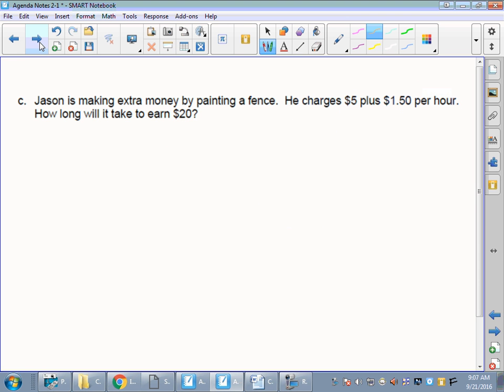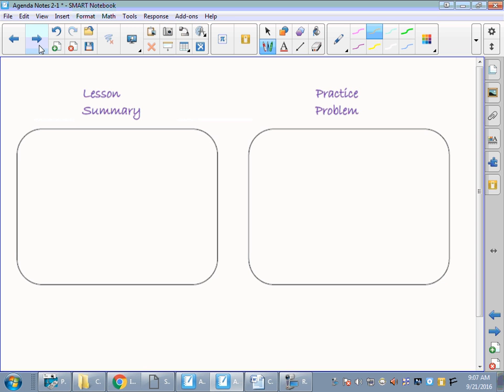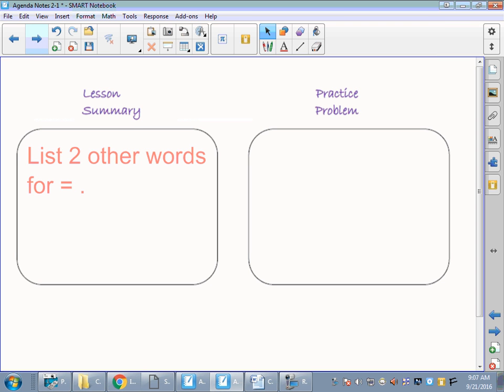This one's an interesting one. I want to save the C. Give it a try, but I want to save that one because that's a good one with that extra $5. So let's wrap this up. This is an easy beginning, right? Tell me 2 other words for equal, well, for that symbol. And practice problem: write that out in words. I think everybody can handle this.